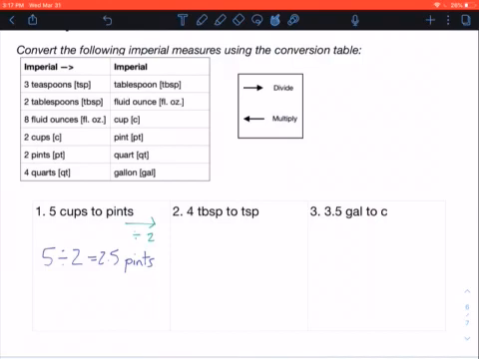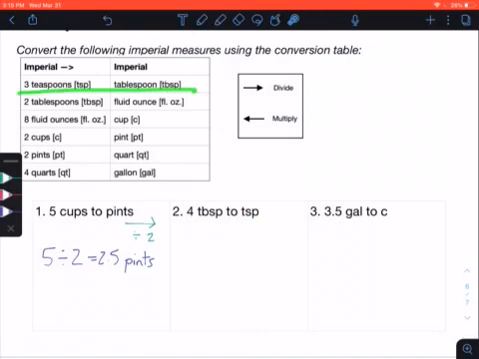Okay, for the second example, they're asking us to convert 4 tablespoons to teaspoons. So I look at my conversion table and find the row with tablespoons and teaspoons. And that's this first row here.